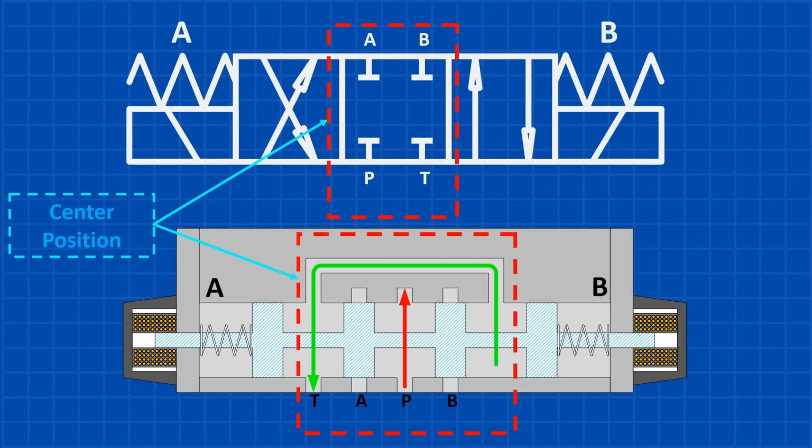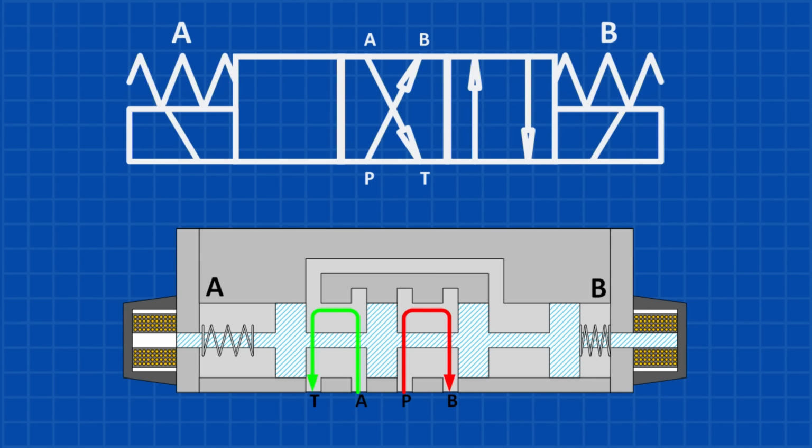Let's start again with the cylinder fully extended and the directional valve in its center position. When solenoid B is energized, the spool shifts to the right, connecting pressure port P to port B and port A to the tank. This causes the cylinder to retract. In the next clip, pay close attention to the valve operation to see how this process works.